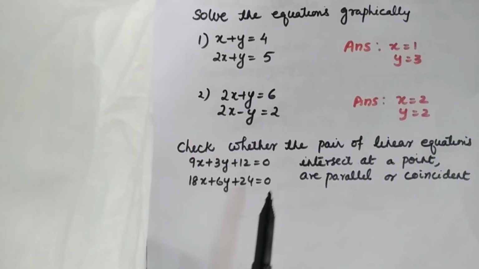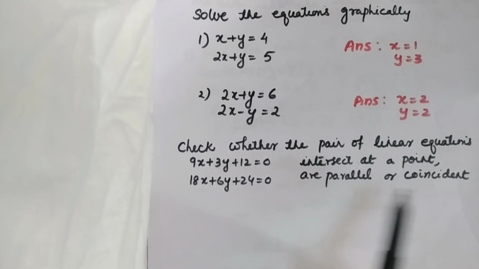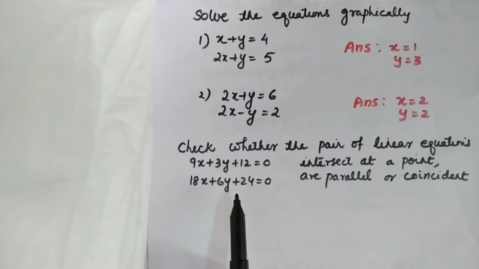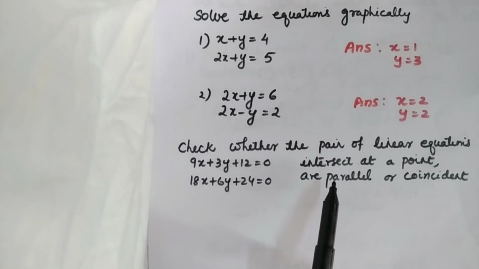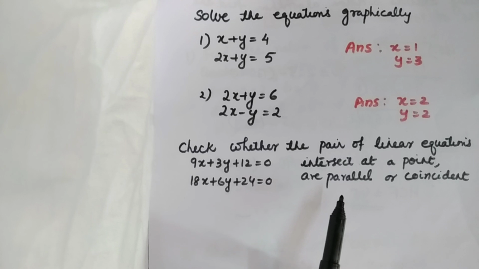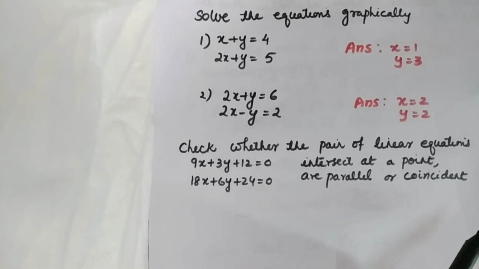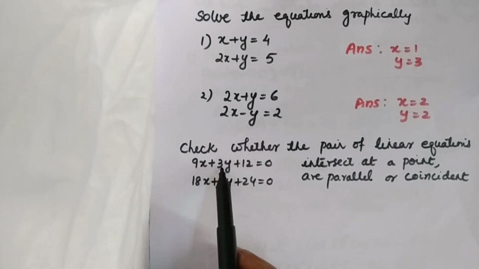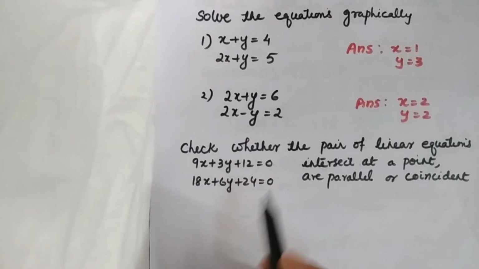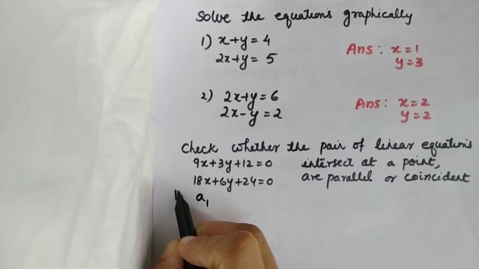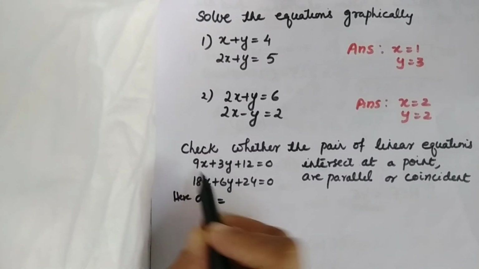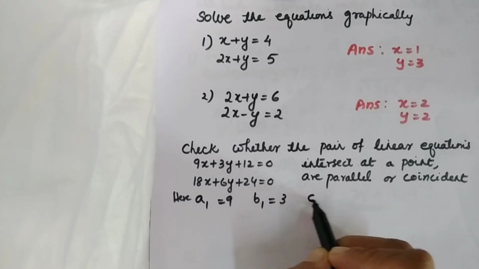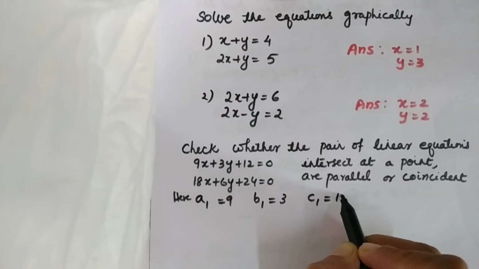Now next is check whether the pair of linear equations 9x plus 3y plus 12 equal to 0 and 18x plus 6y plus 24 equal to 0 intersect at a point, are parallel or coincident. So first you have to write all these equations in the form a1x plus b1y plus c1 equal to 0. So what is a1 here? Here a1 equal to 9, b1 equal to coefficient of y, 3, and c1 equal to constant term, 12.